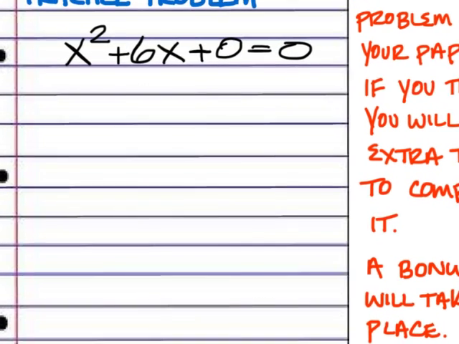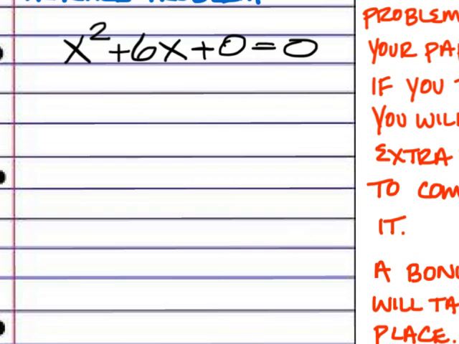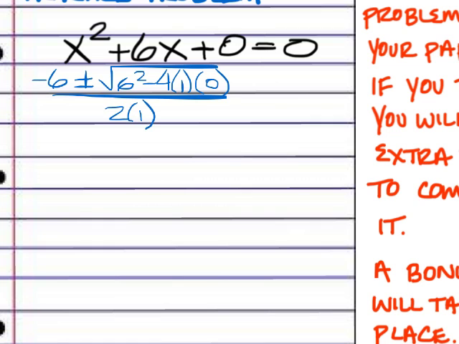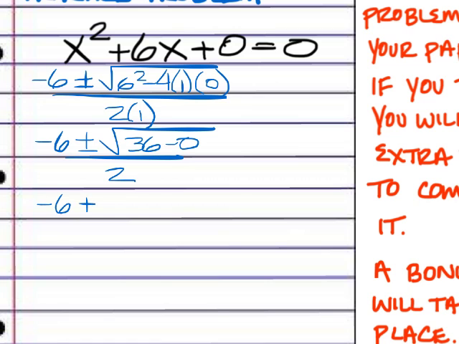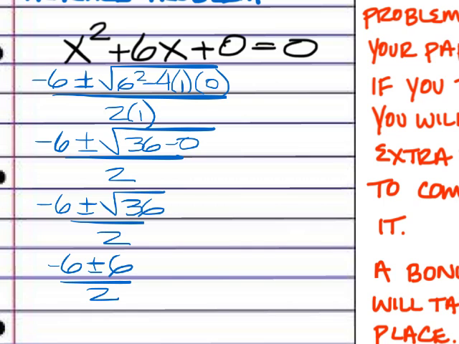Well, on the practice problem, you should have the following. And I'll go straight to the plug-in. You should have a negative 6 plus or minus the square root of 6 squared minus 4 times 1 times 0. All of that over 2 times 1. Negative 6 plus or minus the square root of 36 minus 0, which is going to end up being simply 36. And the square root of 36 is 6. Now you have two problems to do.